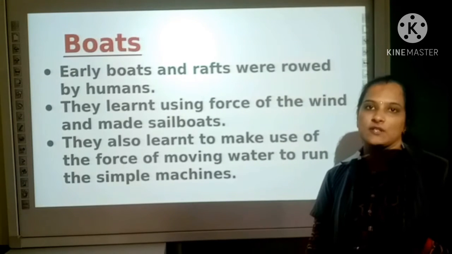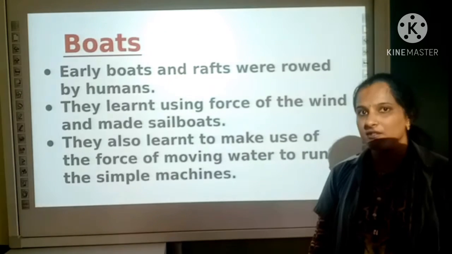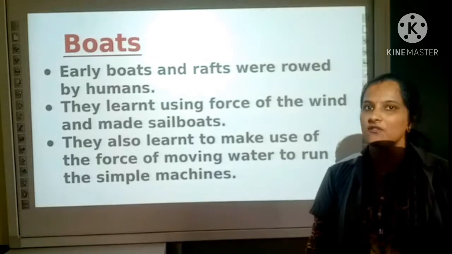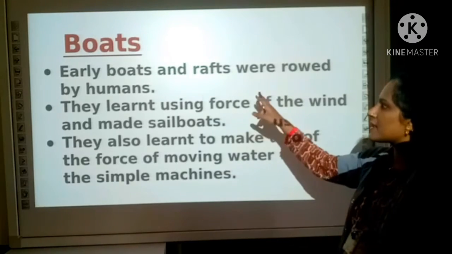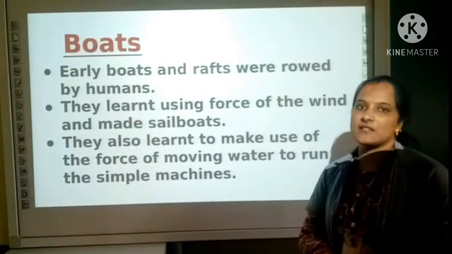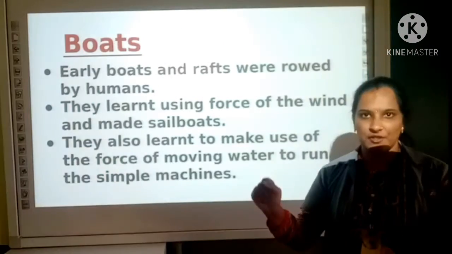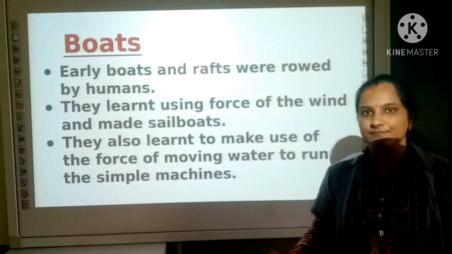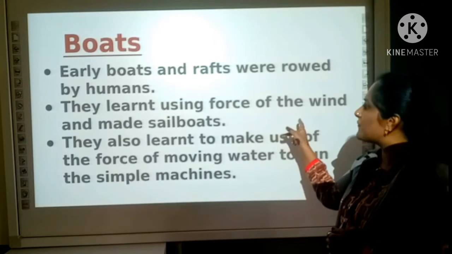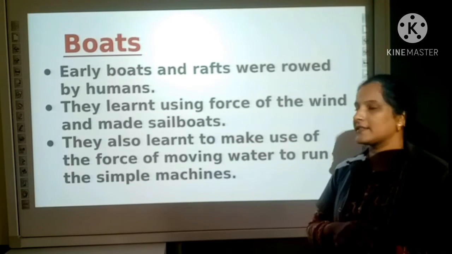Then came the boats. And for what purpose do they use the boat? For crossing the water body. So early boats and rafts were rowed by the humans. You must have seen the rowing boat. Then they learned using the force of the wind and made sailboats.